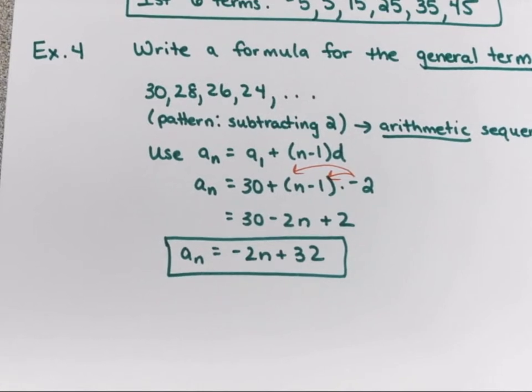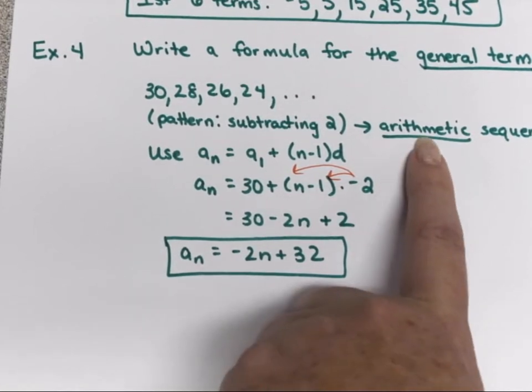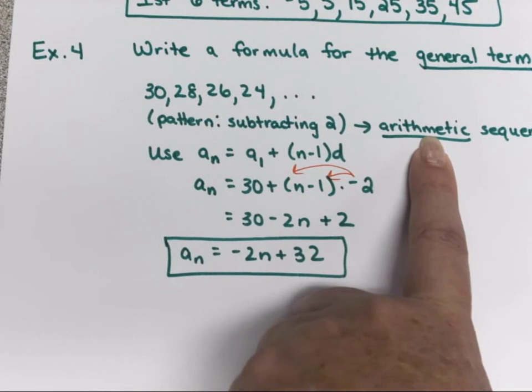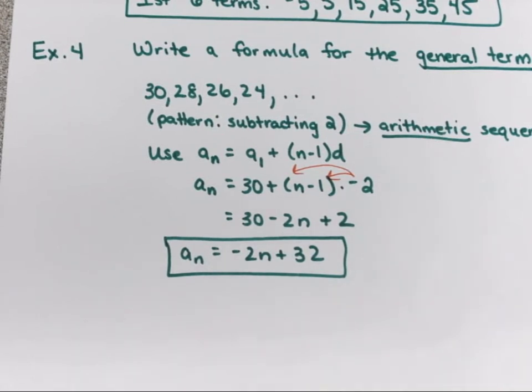Okay, so that's arithmetic sequences. So how do we know it's arithmetic? Like, why did I say that was arithmetic for sure? How do you know it's an arithmetic sequence? If you're adding or subtracting the constant number every time, right?